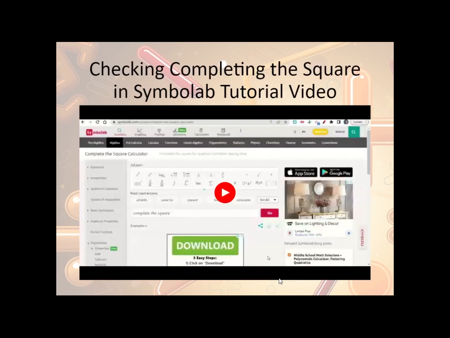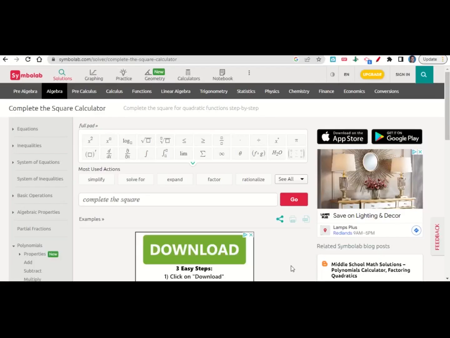Now there's a video here that shows you how you can use Symbolab to help check your work when completing the square. So go ahead and watch that video now. Let's take a look now at how we can use Symbolab to check our work when working with completing the square. So we go to Symbolab and we go to the completing the square calculator.